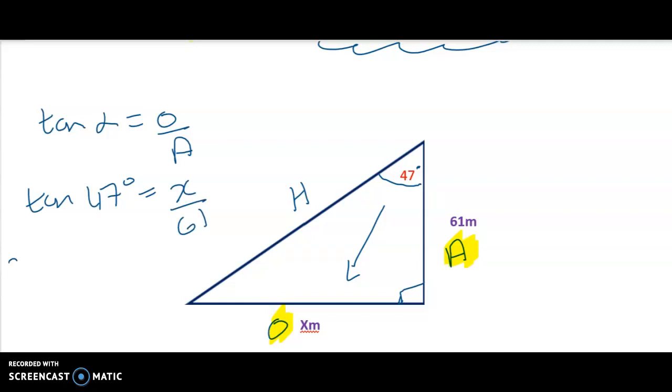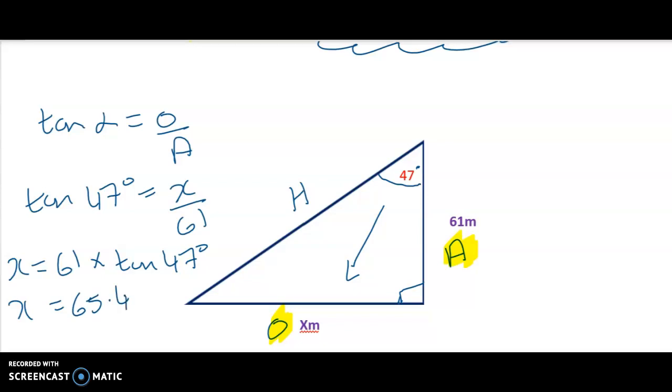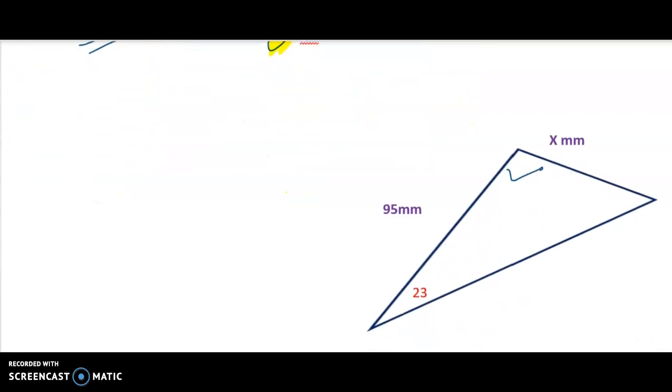Multiply each side by 61, x is equal to 61 times tan of 47 degrees. So x is equal to, so the calculator, 61 times tan of 47 degrees is equal to 65.4, and it's metres for this one. Remember, with your mobile phone, you'll have to do 47, then press the tan button, and then times your answer by 61.